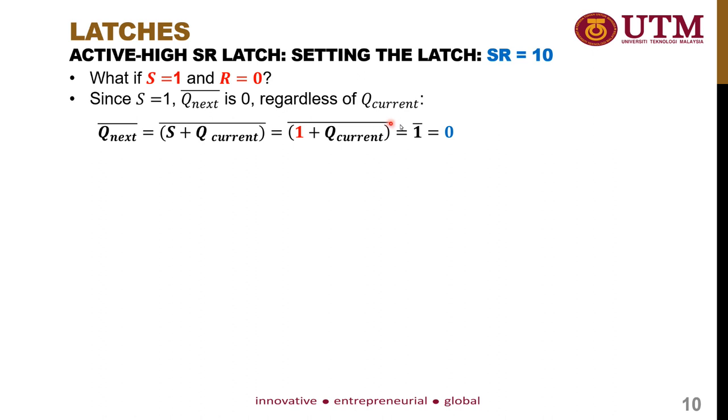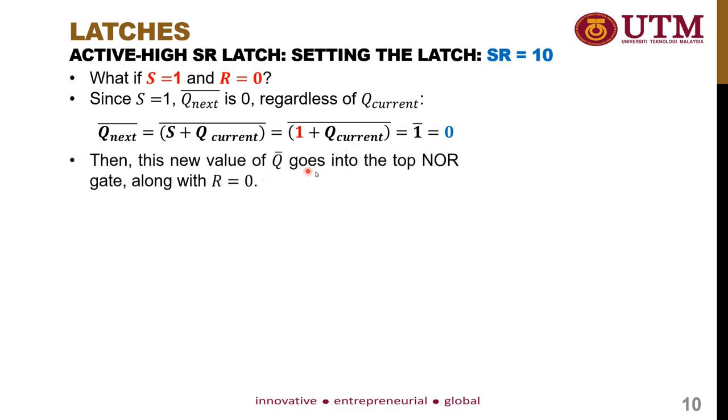And we have an over bar here, so it will become 1 bar, and the final answer will become 0, because 0 is the complement of 1. The next step is that this new value of Q bar goes into the top NOR gate along with R equals 0. So we substitute R equals 0 inside the Q next equation, and we also substitute the Q current bar with the Q next bar value, 0. So 0 plus 0 with an over bar here will become 1.